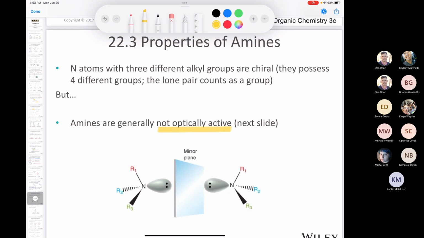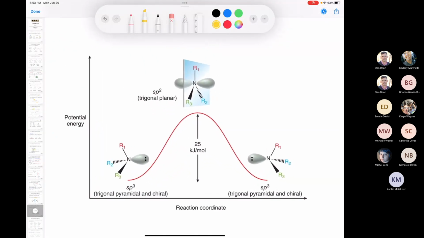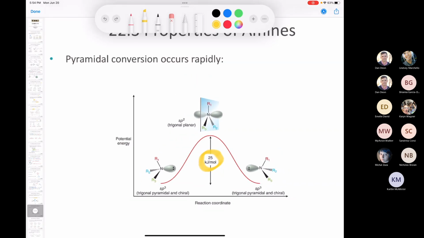Well, why would that be? It's because they can invert themselves so rapidly, and it takes very little energy to do that. The pyramidal inversion occurs very rapidly at room temperature. It's only got an activation energy of 25 kilojoules per mole. And so we go from one chiral nitrogen, and then it flips to the other chiral nitrogen. So essentially, you invert the stereocenter. Since it can happen so rapidly at room temperature, it leads to amines not being optically active. And we definitely can't resolve amines at room temperature.